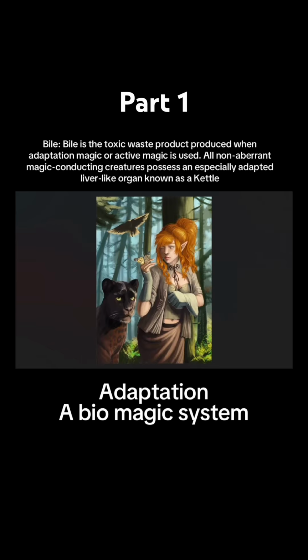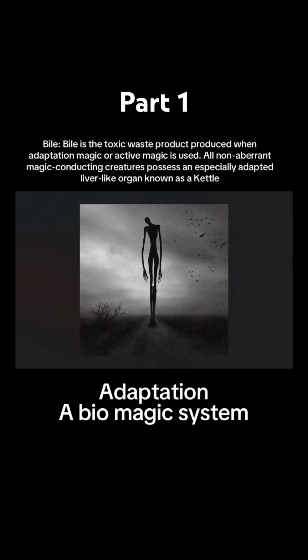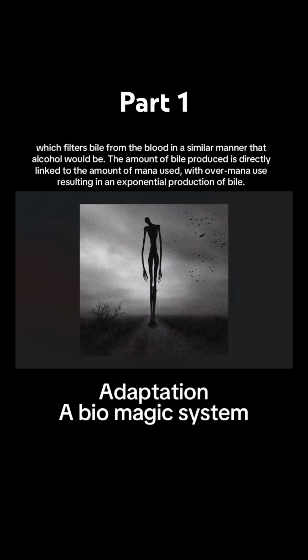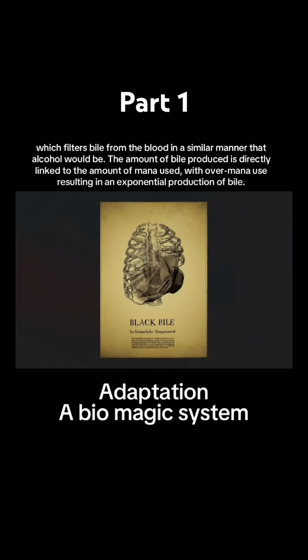Bile. Bile is the toxic waste product produced when adaptation magic or active magic is used. All non-aberrant magic-conducting creatures possess an especially adapted liver-like organ known as a kettle, which filters bile from the blood in a similar manner that alcohol would be. The amount of bile produced is directly linked to the amount of mana used, with over mana use resulting in an exponential production of bile.